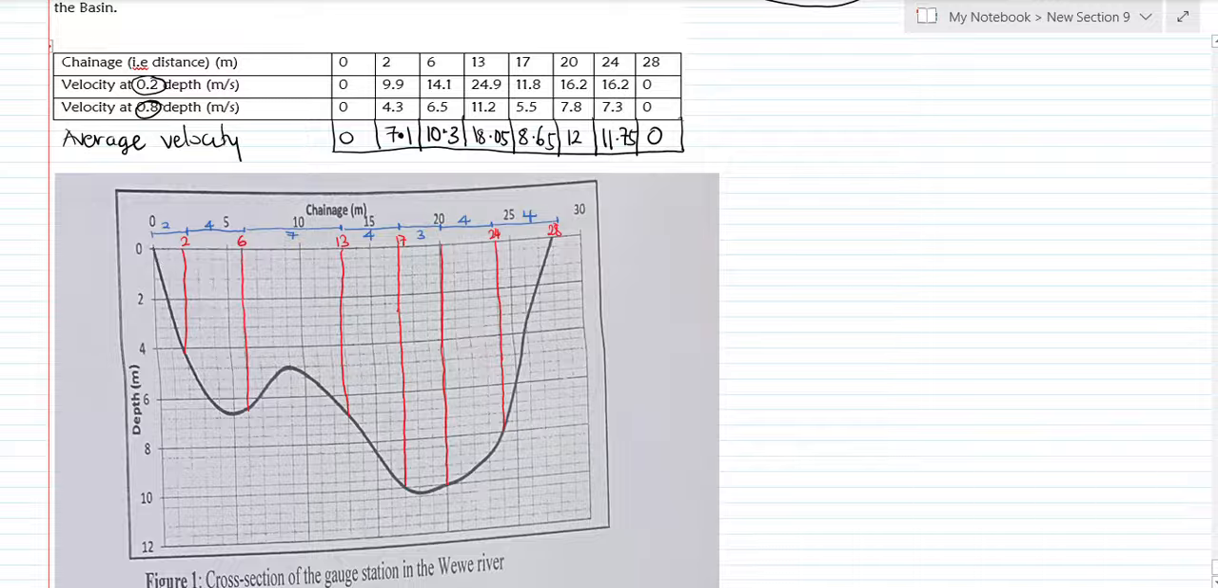So between 0 and 2, the middle is where? 1. So this is the midsection. Then between 2 and 6, the distance is 4, so the middle is 2. So 1, 2. So this is the middle. So this will be our first midsection, right?